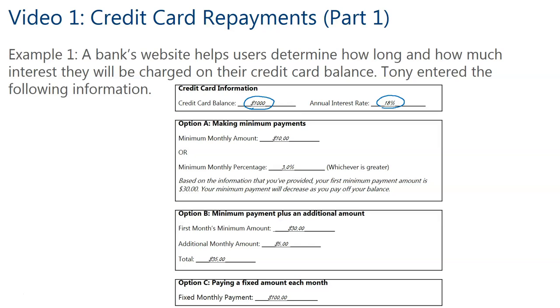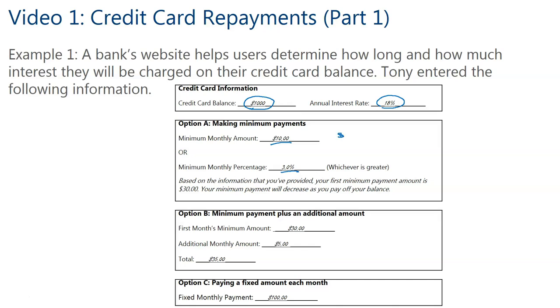So let's look at option A. He can make the minimum payment of $10 or 3% of the balance, whichever is greater. Now it says based on the information that you provided, your first minimum payment amount is $30. Your minimum payment will decrease as you pay off your balance. So let's look to see where they came up with $30.